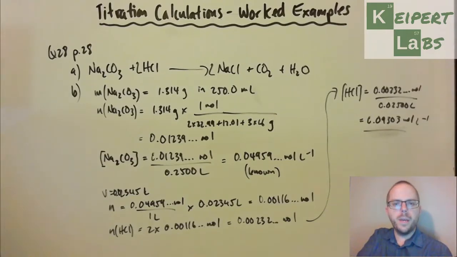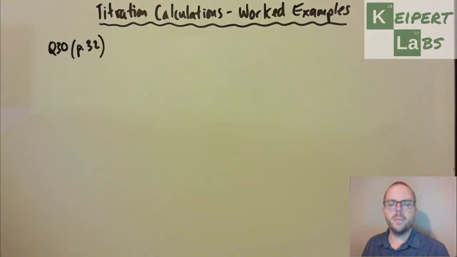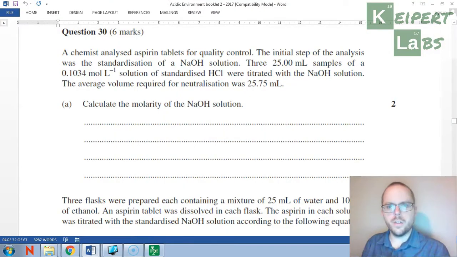Alright, let's go through another one now. The second example we're going to do in this video is question 30 on page 32 of the booklet. I'm just going to flick across to show you the question here. There's two aspects to this question. We're looking at analysing aspirin tablets for quality control.